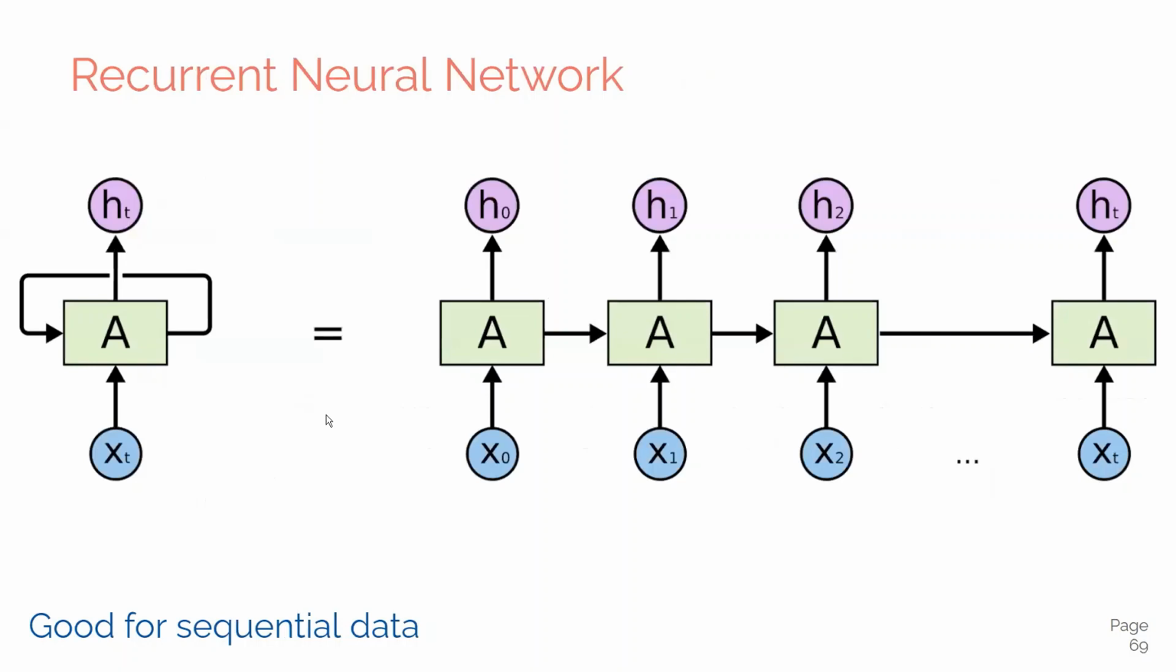You also have recurrent neural networks, or RNN, good for sequential data. You basically just look at the previous inputs that you have. That's why it's called recurrent. You look at the previous values. You look at the history to make a prediction.